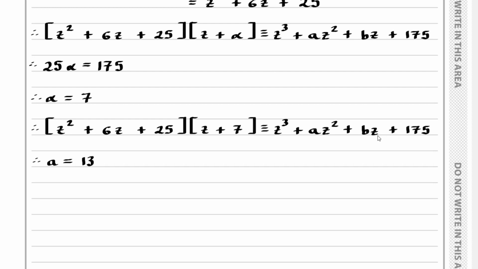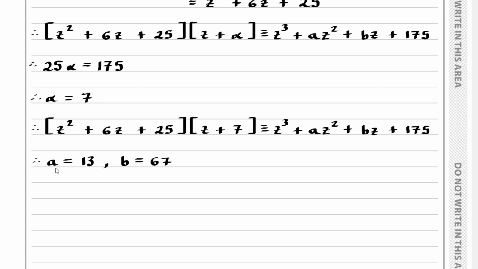And if we compare the z terms, on the right hand side we have b of them, and on the left hand side, well, we have 6z multiplied by 7 plus 25 times z equals the b. So we can solve for b. b is 67.